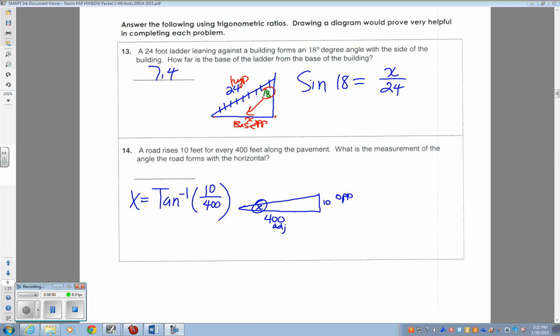Round to the nearest degree. Whole number, it's 1 degree. Okay? Or 1. Because I know it's 1.4, but it's just going to be 1. We can't round it up. Are we good on that?